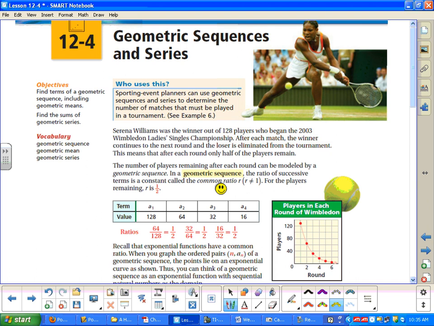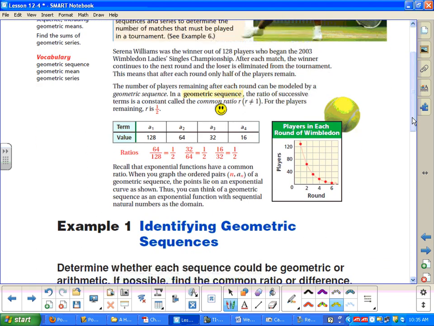So here we have an example from Wimbledon in 2003, where they started out with 128 tennis players. What happens every time a match is played? Somebody wins, somebody loses, right? So what does that do to the number of players still playing? It cuts in half. So our common ratio R is going to be 1/2, because every time we cut the amount in half from before. So we have 128, then 64, then 32, then 16, and so on.